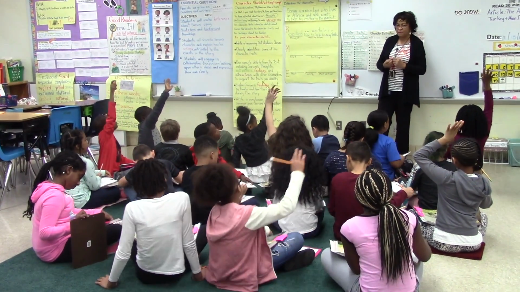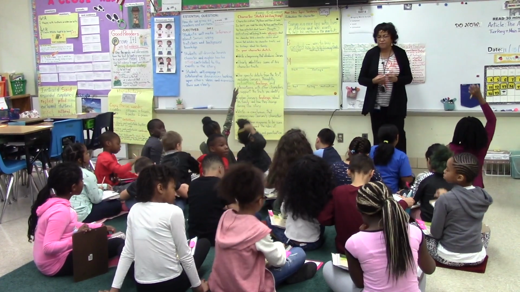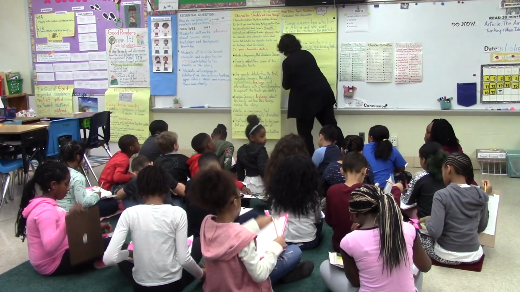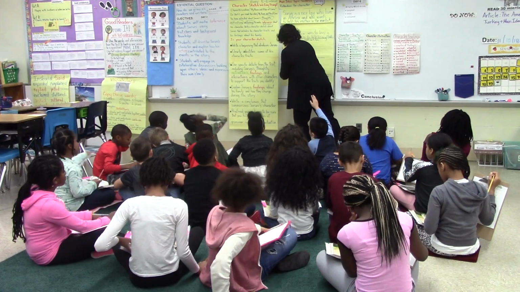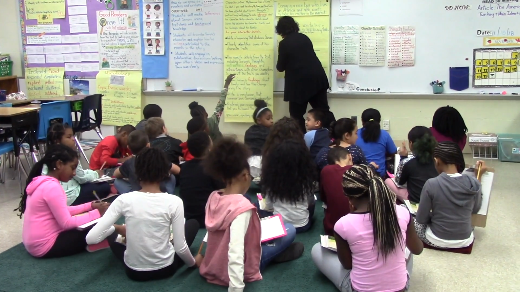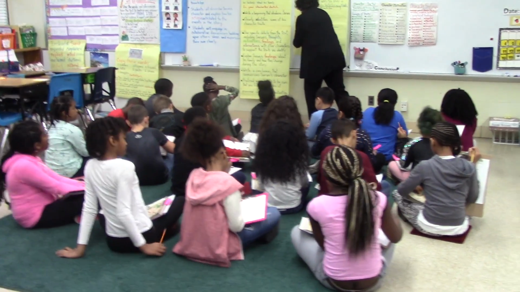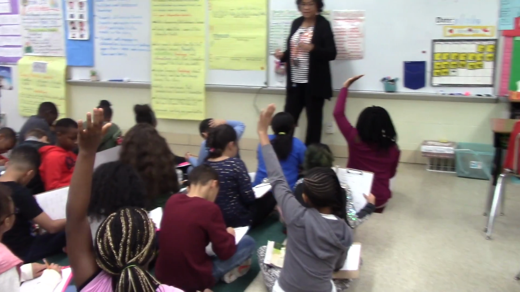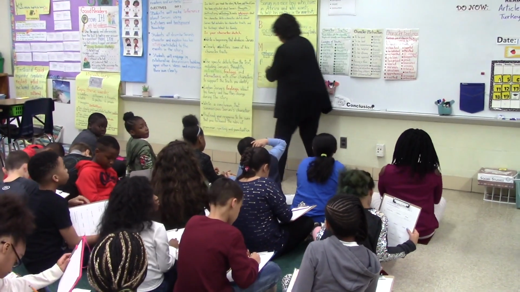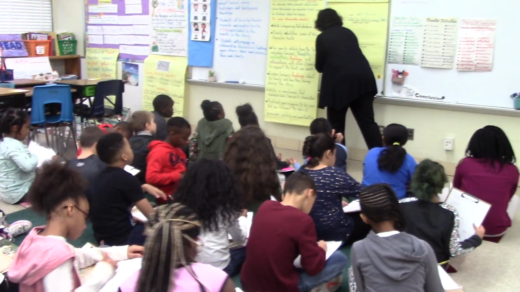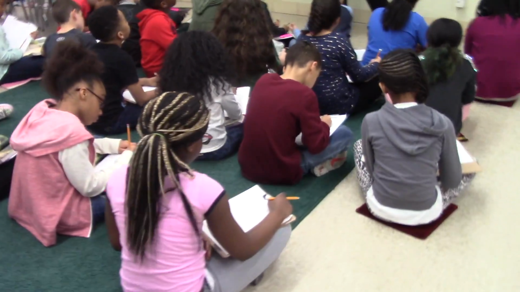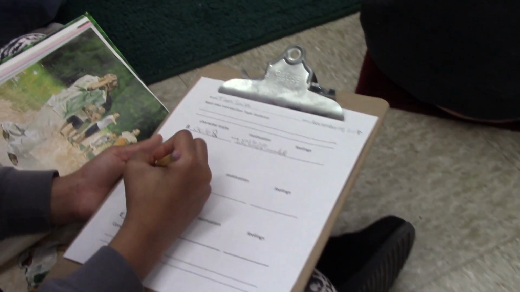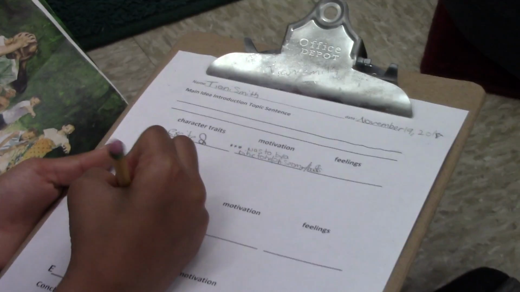Someone raising their hand. What was his trait? Embarrassed. He was embarrassed. And why was he embarrassed? Because he fell off the bike and all the people that had. What page can you find that on? 172. So that's our text evidence, on page 172. All right, and he was embarrassed. That was one of his character traits.